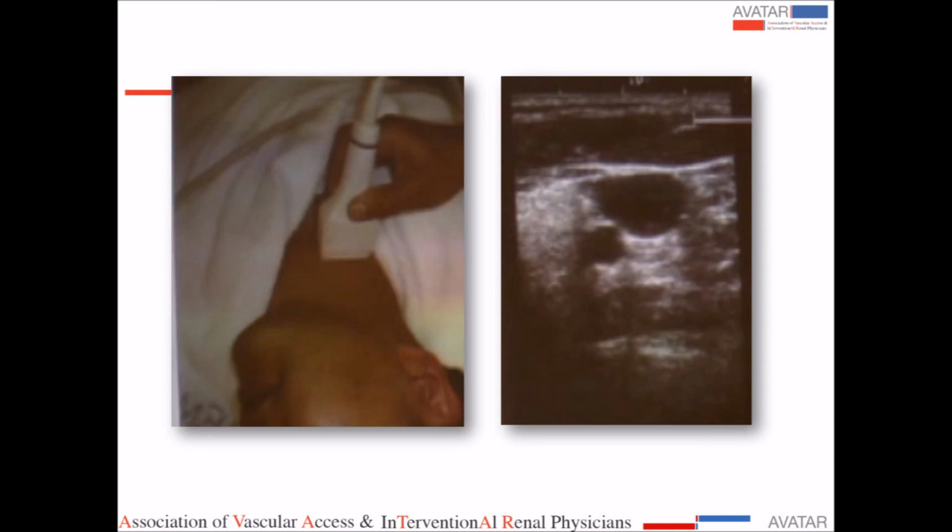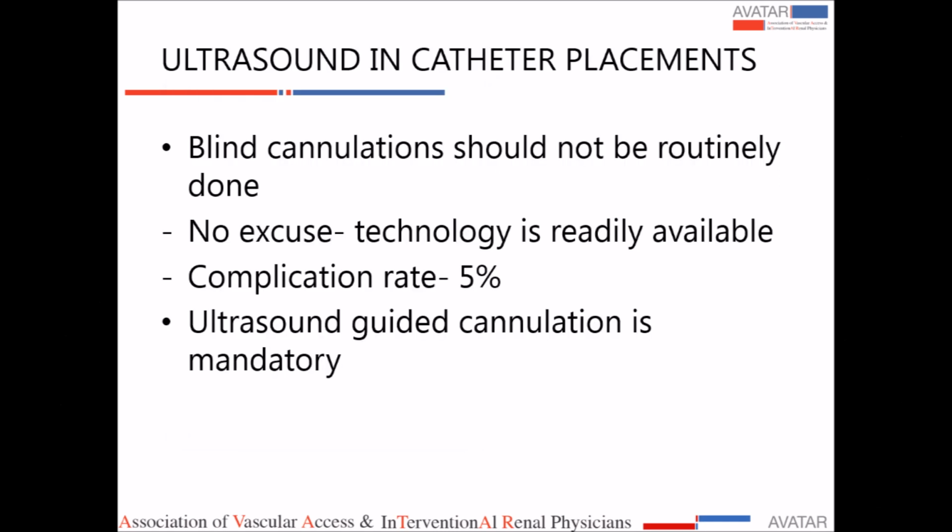You have the internal jugular and the carotid. The vein is usually compressible unless there's a thrombus in the vein. And so, again, very strong personal opinions, but in my opinion, a blind cannulation in today's day and age, we owe it to our patients, should not be done. If you have a complication rate of 5%, that's 5% too many. And ultrasound-guided cannulation at our institution, and I think most across the world, is mandatory now.